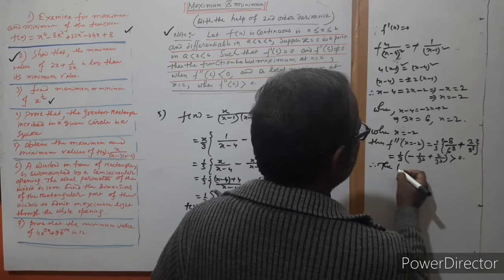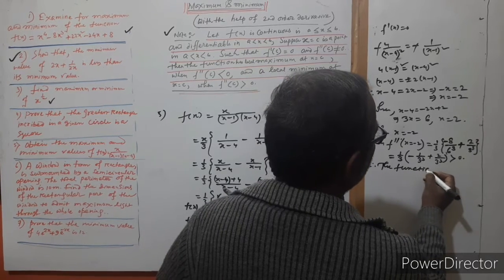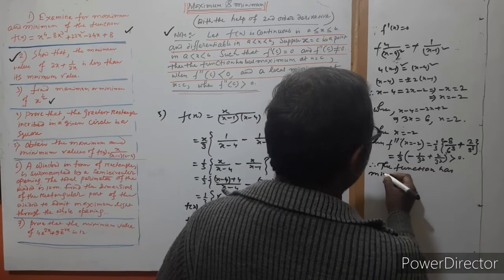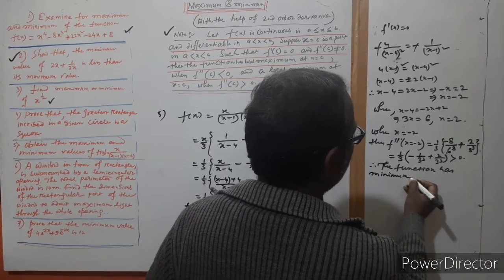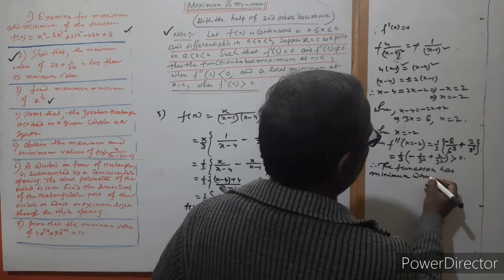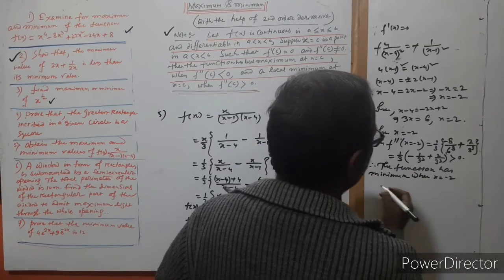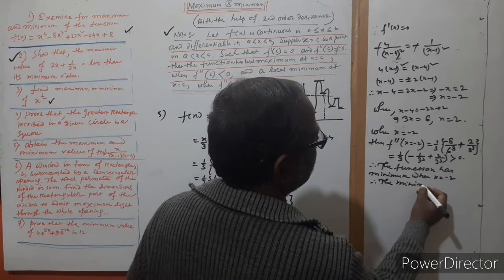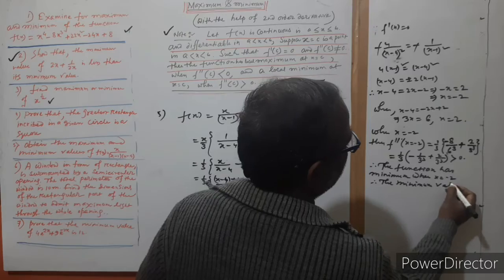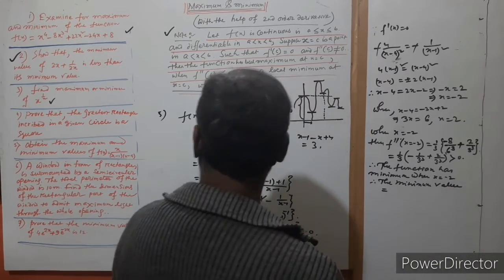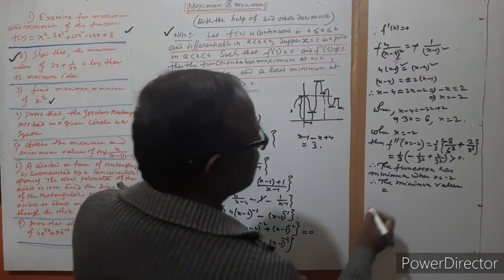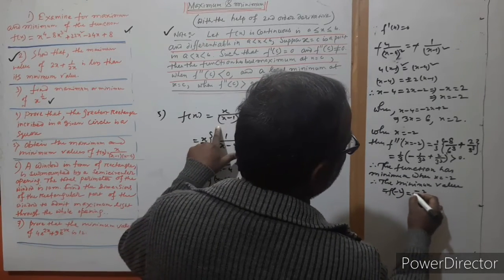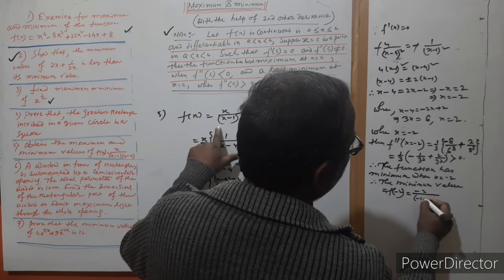Therefore, the function has a minimum when x is equal to minus 2. Therefore, the minimum value is equal to, this is your function, f of minus 2, which is minus 2 by (minus 2 minus 1).